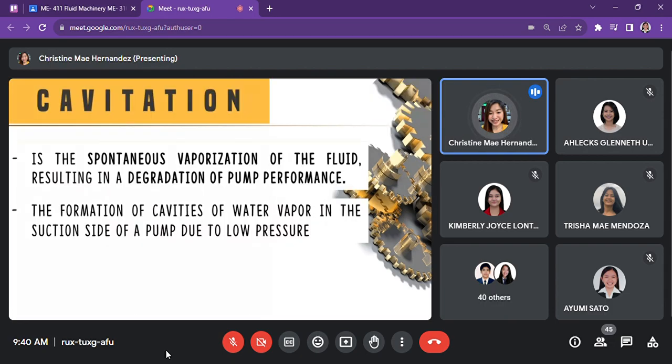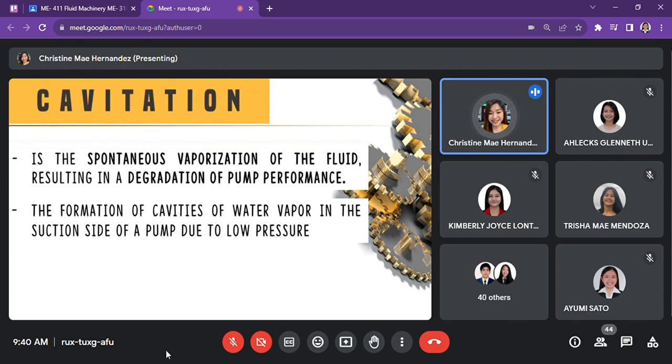Ano nga ba si cavitation? So, is the spontaneous vaporization of the fluid resulting in a degradation of pump performance. So, the formation of cavities of water vapor in the suction side of a pump due to low pressure. So, pag sinabi cavitation, if the pressure at any point inside a pump drops below the vapor pressure corresponding to the temperature of the liquid, it will vaporize and will form cavities of vapor.